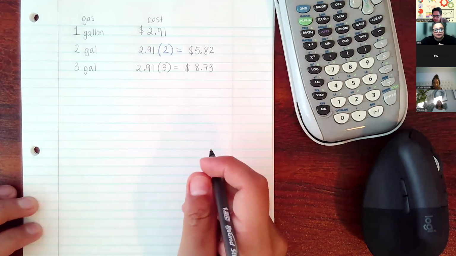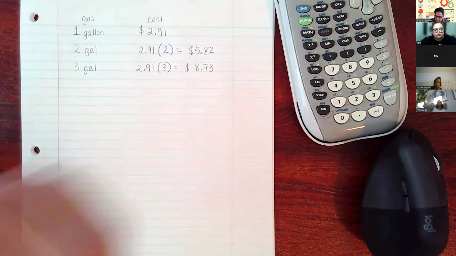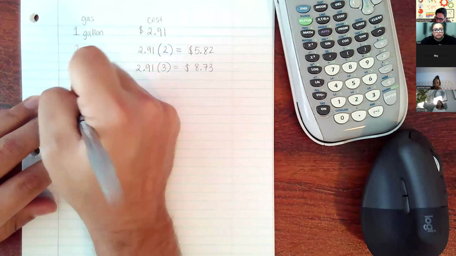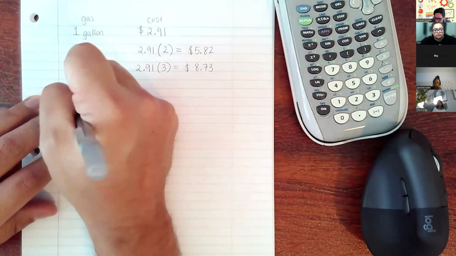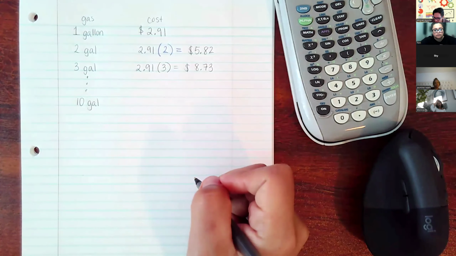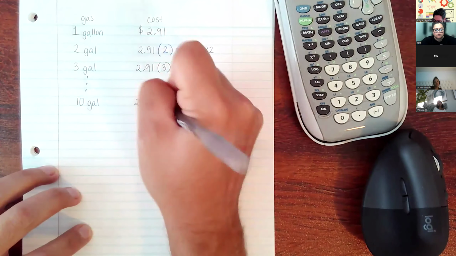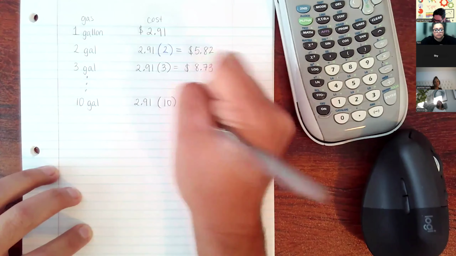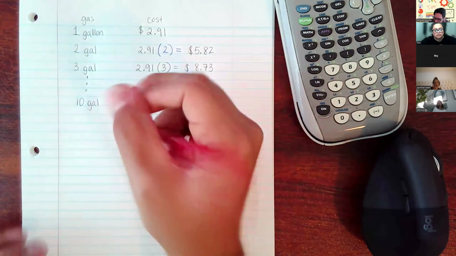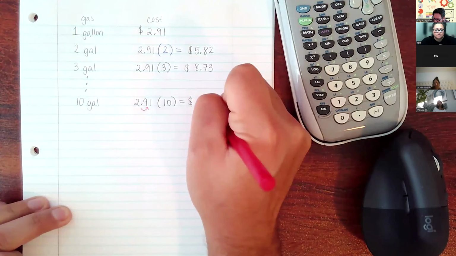Okay. So in general, do we have a pattern? Let's say that I wanted to skip 4 gallons and 5 gallons and 6 gallons, and get straight to a 10-gallon tank. What would I need to do there? 2.91 times 10. Okay, do you see how painfully obvious this is? That one I can do. The trick when you're multiplying by tens is that it just moves the decimal over one place. So this should be 29.10.